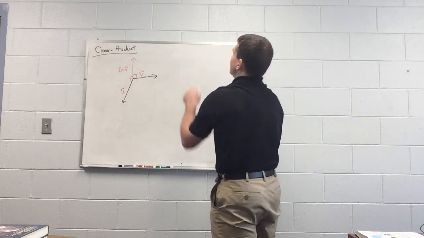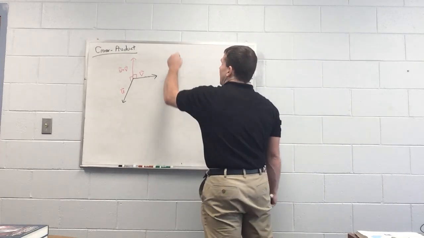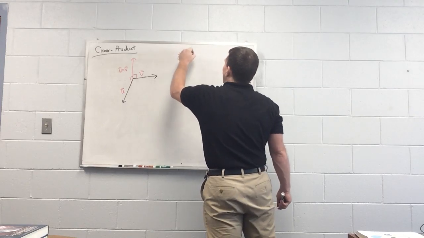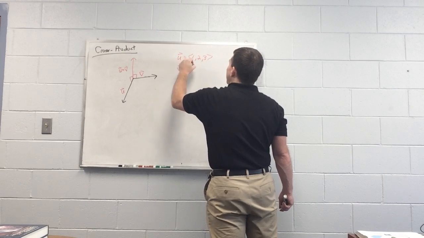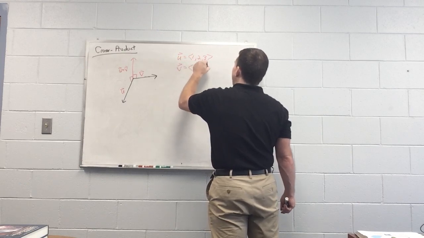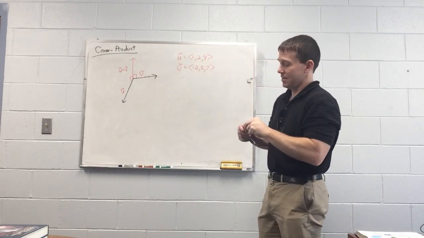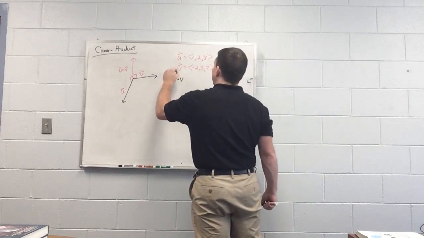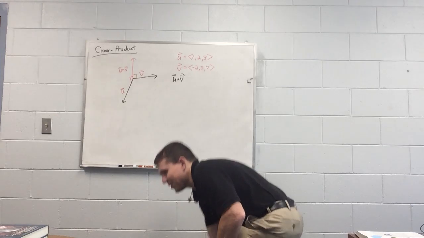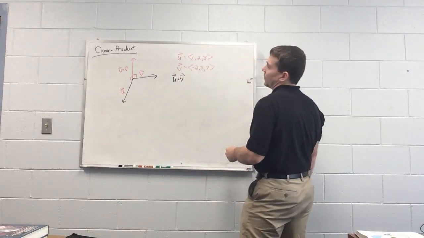So, let's see. Suppose I have a vector u, which is equal to my standard 1, 2, 3. Let vector v be the vector -2, 5, 7, I don't know. I want to find u cross v right there.